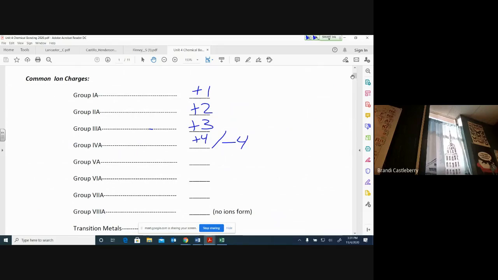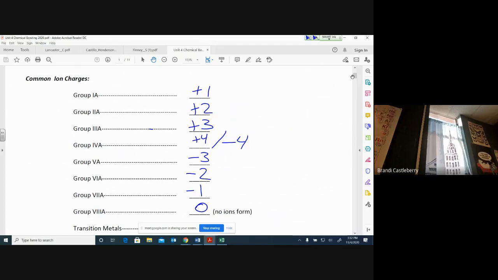So group 5, they're going to be -3. They're always going to want to gain 3 electrons. Group 6 always wants to gain 2 electrons. And 7 likes to gain 1, becoming negative by 1. We already wrote that on top of your periodic table, so you should already have it labeled. The last group does not form a charge.